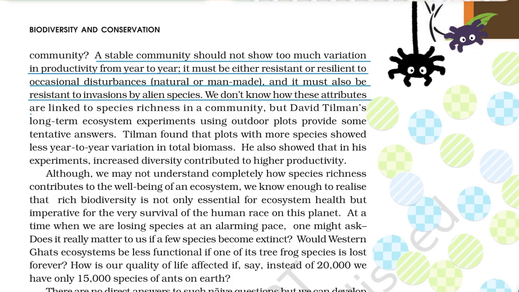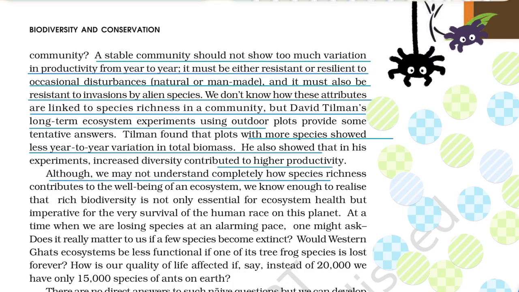We don't know how these attributes are linked to species richness in a community, but David Tilman's long term ecosystem experiments using outdoor plots provide some tentative answers. Tilman found that plots with more species showed less year to year variation in total biomass. He also showed that in his experiment, increased diversity contributed to higher productivity.